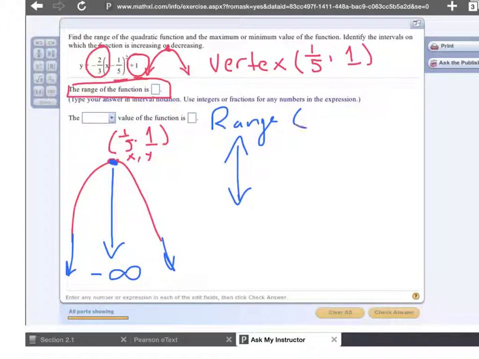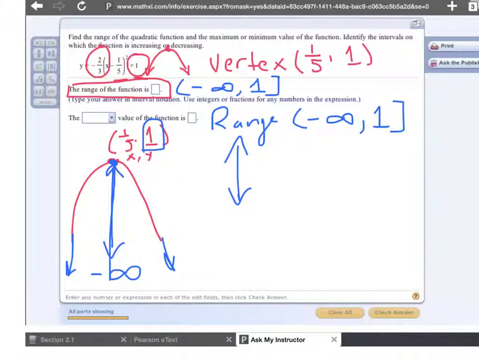So our range would go from negative infinity, because we always go from small to large, all the way up to this point. And this point is 1, as is given by my y value here. And I actually reach that point, so I would bracket this value. So I'd have a 1 here that's bracketed. So that would be my range. It would go from negative infinity to positive 1 bracketed.